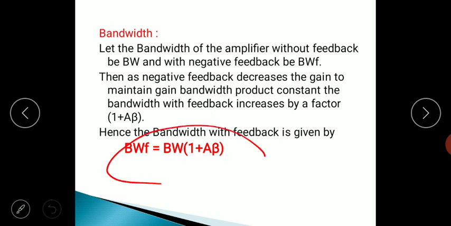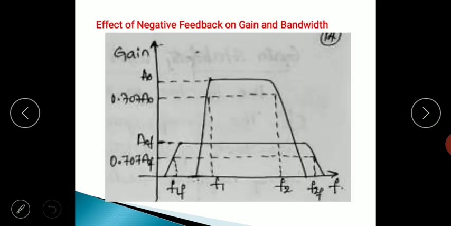Hence, bandwidth with negative feedback in voltage series feedback amplifier is given by bandwidth with feedback equal to bandwidth without feedback into 1 plus A beta. So here we have seen that bandwidth increases by a factor of 1 plus A beta, right? So the effect of the negative feedback on gain and bandwidth is as shown in this frequency response.